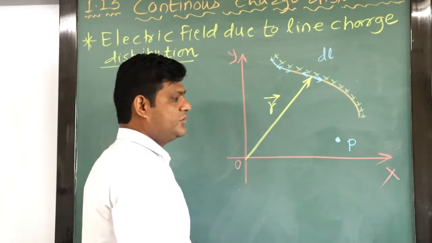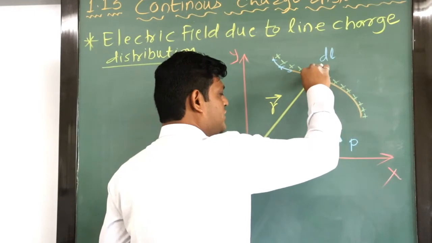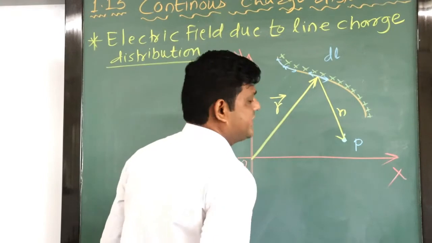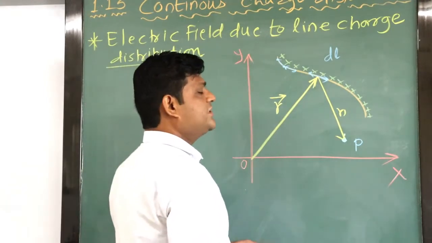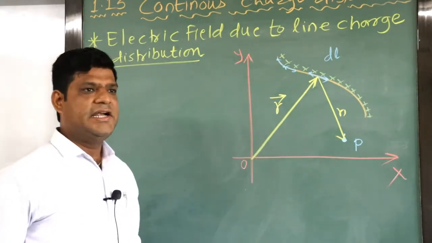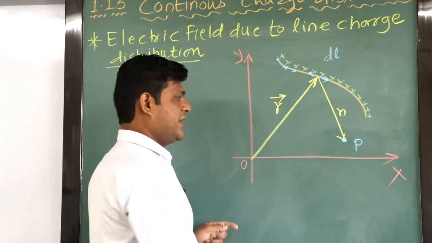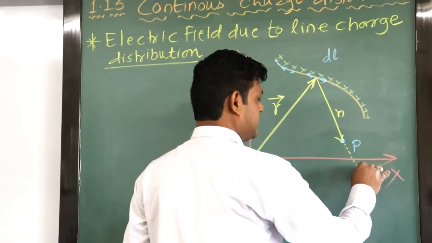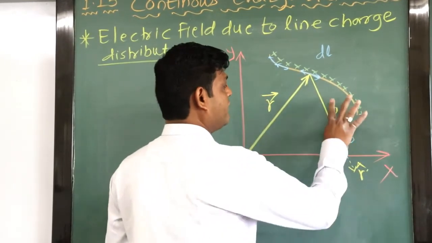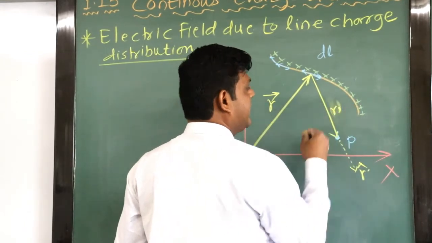And the distance between the line segment and the point P is denoted by the letter, suppose, R dash, right? So R dash is the distance of point P from the line segment. Also we can say that this is a vector from the line segment to P, and in the same way R dash cap is a unit vector in the direction of the electric field, right? So we will write it over here.